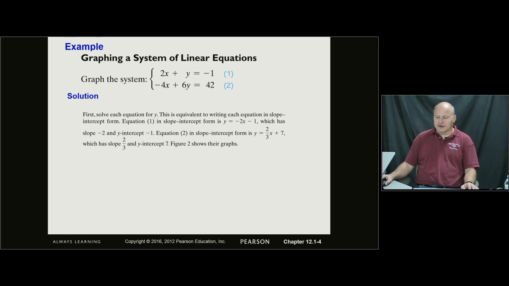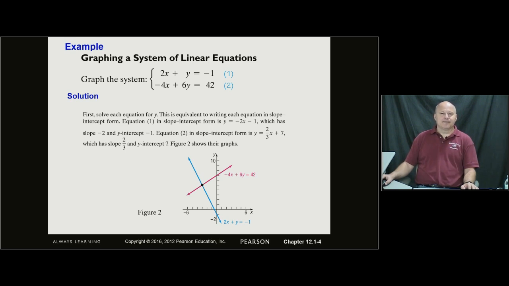So let's look at Figure 2 that shows these graphs. If you look at the first one, the blue one, we have 2x plus y equals negative 1, because the y-intercept is negative 1 and it has a slope of negative 2. The next equation has a slope of 2/3 with a y-intercept of 7, and that's the red line.